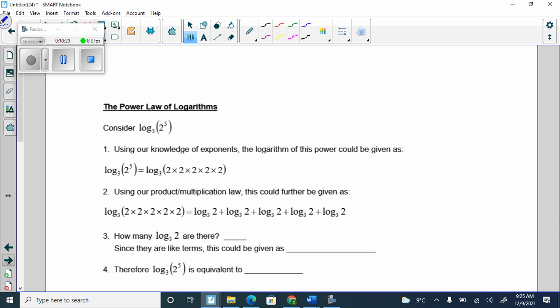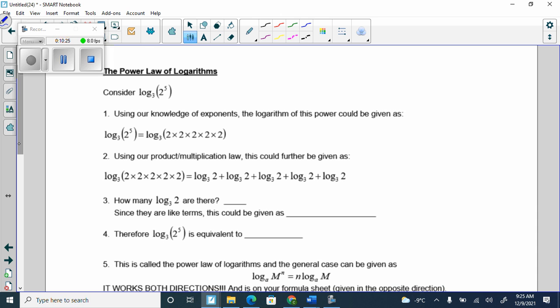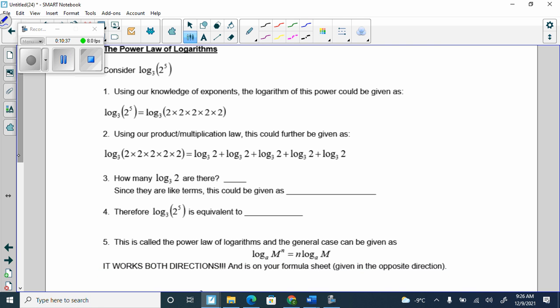So we also have the power law. We need the power law if we don't have plus or minus ones in front. What are we going to do? So here we have, consider 3 log base 3 of 2 to the 5. Now the power law, I'm going to show it down here, is if I have log base a of m to the n, I can actually take the exponent and drop it in front, only if I have the word log. So log base a of m to the n actually equals n log base a of m.